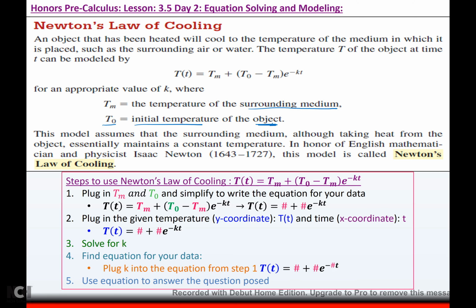So what you do is they're going to give you the temperature of the medium and the initial temperature, and you're going to plug that in to here, and you're going to plug in the given temperature, the y-coordinate, and the time, and you're going to solve that for K. Alright, so then it says find the equation for your data. Plug K into the equation from step 1 and use the equation to answer the question posed.